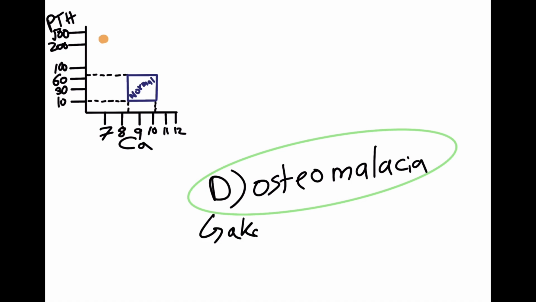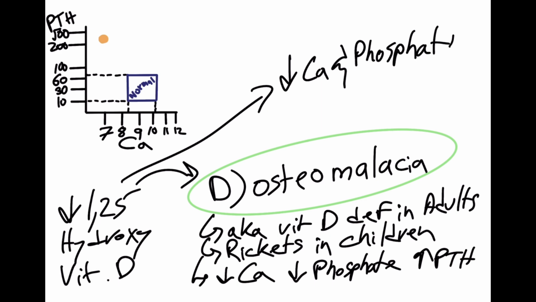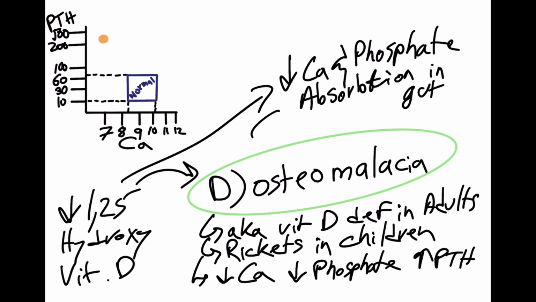All right, so now we're at osteomalacia, the correct answer. And this is vitamin D deficiency in adults. This is analogous to rickets in children. Here, we're going to have low calcium, low phosphate, and high PTH due to decreased 1,25-dihydroxy vitamin D. This causes impaired calcium and phosphate absorption in the gut, and a low calcium level results in high PTH as a compensatory mechanism. PTH may be normal, but it's often elevated. This is the correct answer.